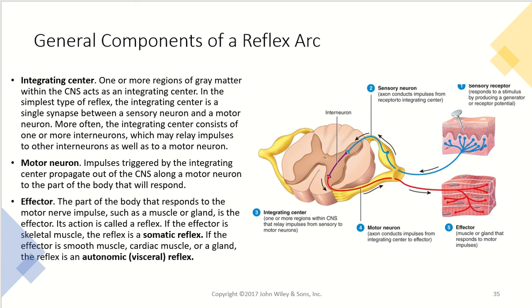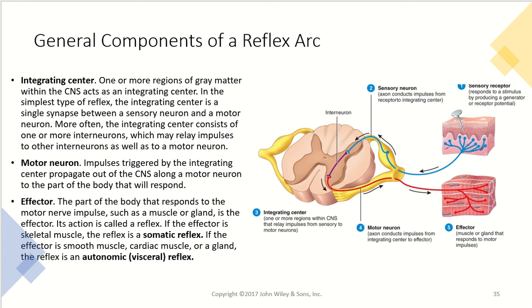So the impulses are going to be triggered by the integrating center, and they're going to propagate out of the central nervous system along those motor neurons to whatever part of the body needs to respond. And then last but not least, we have our effector. This is the muscle or gland, whatever tissue is going to respond to that motor impulse. So this is the part of the body that responds to the motor nerve impulse, things like, we said, muscles or glands, etc. And these are the effectors.